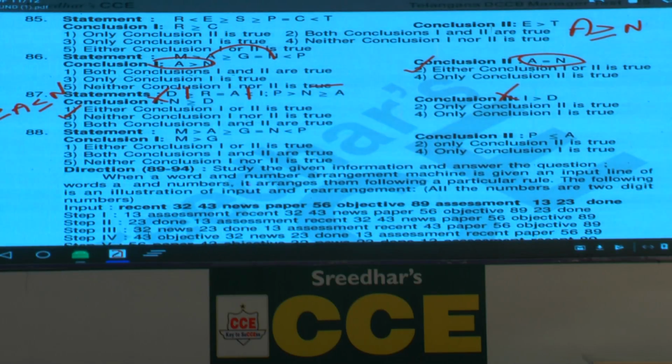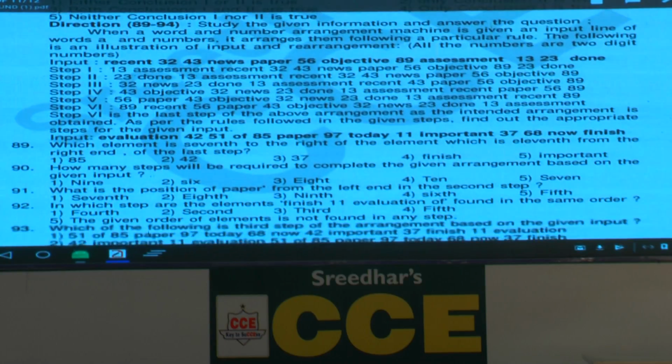87, choice 3. Then coming to question number 88, M and G. Now between M and G, greater than is the only symbol which is common, hence M greater than G, definitely true. Then coming to the second one, P lesser than or equals to A. Now between A and P, one greater than, one lesser than, two opposite symbols, so the second conclusion cannot be drawn. Only the first conclusion is true, and it is choice 4. Question number 88, choice 4. Done with this?